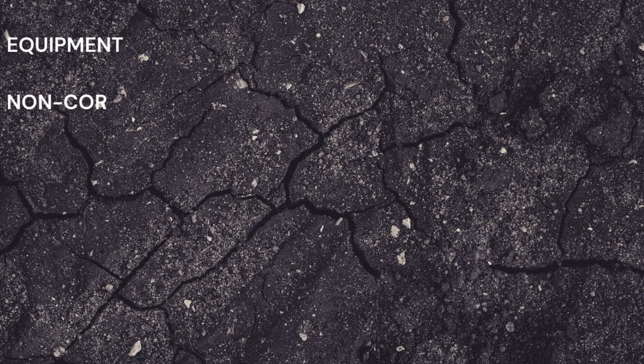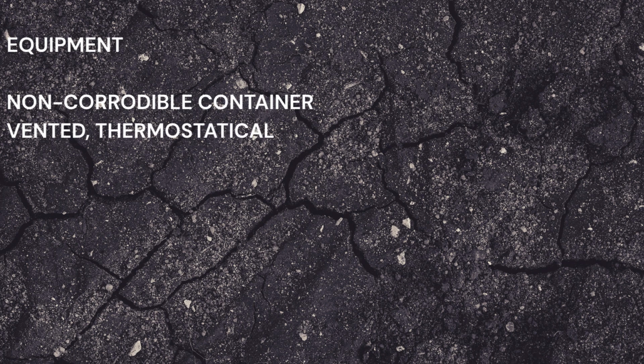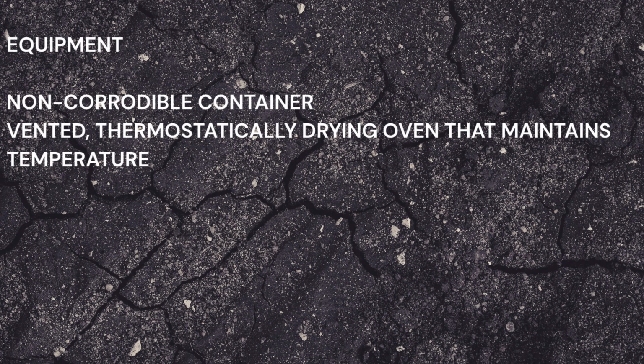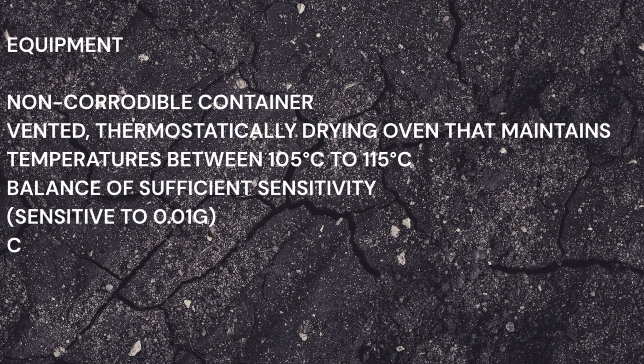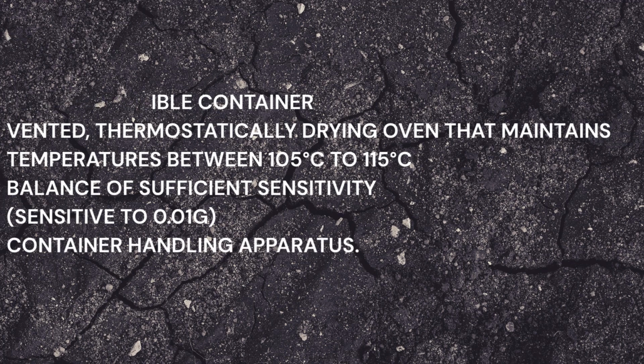Equipment: a noncorrodible container, a vented, thermostatically controlled drying oven that maintains temperatures between 105 degrees to 115 degrees, a balance of sufficient sensitivity, sensitive to 0.01 g, and container handling apparatus.